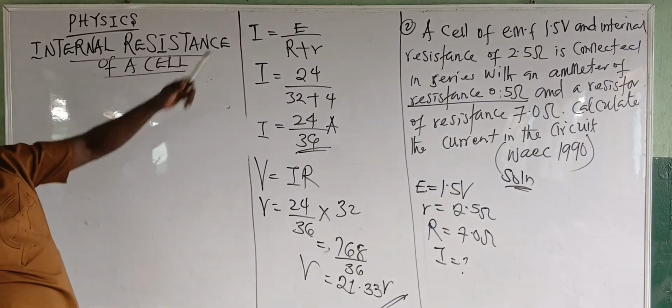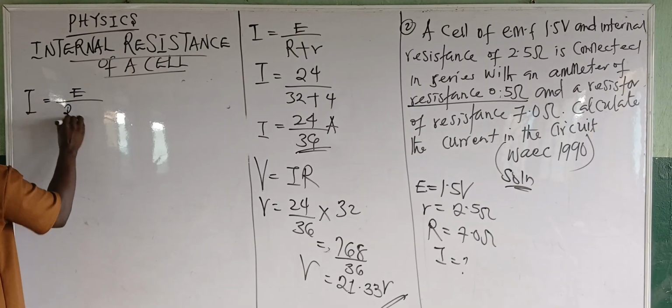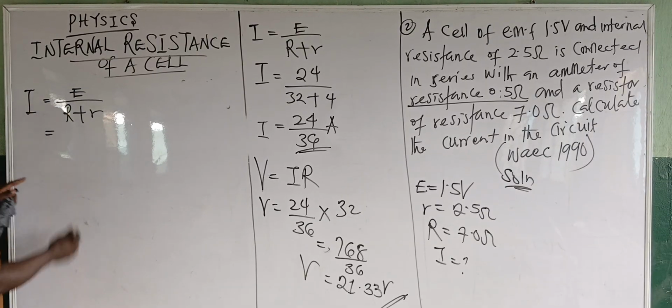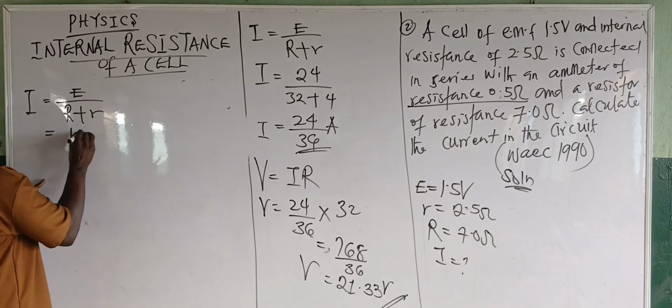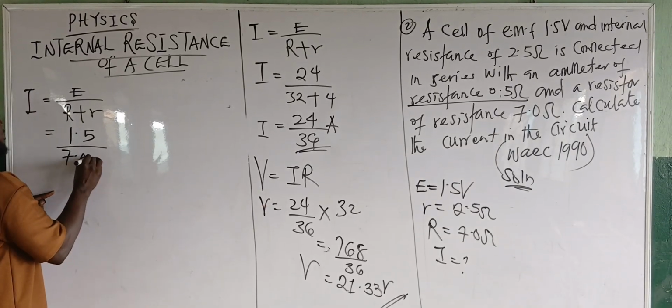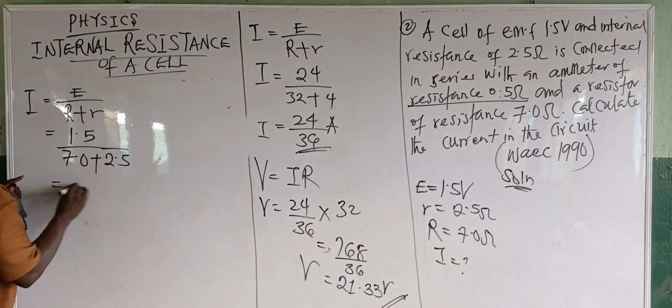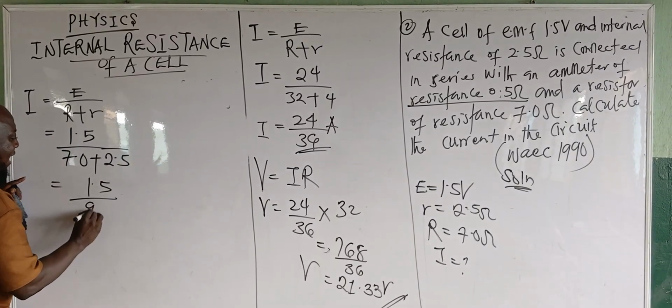Use that formula here now, where we say I is equal to E over R plus r. The reason is because we know our E. What is our E there? Electromotive force is this. What is our big R? Our resistor there is 0.2, plus what is our small r there, this point this here. So I have 1.5 here over 9.5.